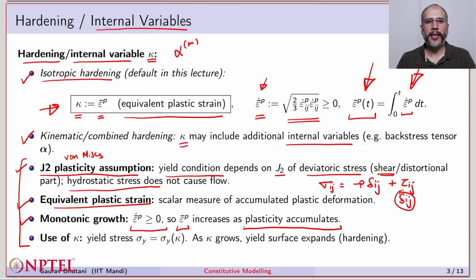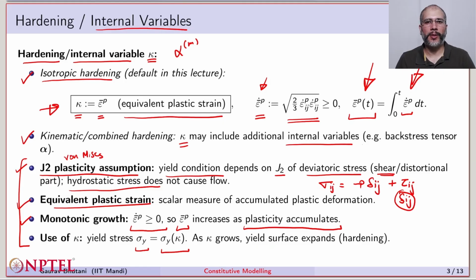Now let's talk about the idea of hardening. What is the meaning of strain hardening in plasticity? We have talked about the variable kappa, but we haven't talked about what we are going to do with it. Once you find kappa, you notice that our yield stress, that threshold limit, is important: if the stress that I'm applying on the body crosses that threshold limit, only then the body will plastically deform. So that yield stress is actually a function of kappa.